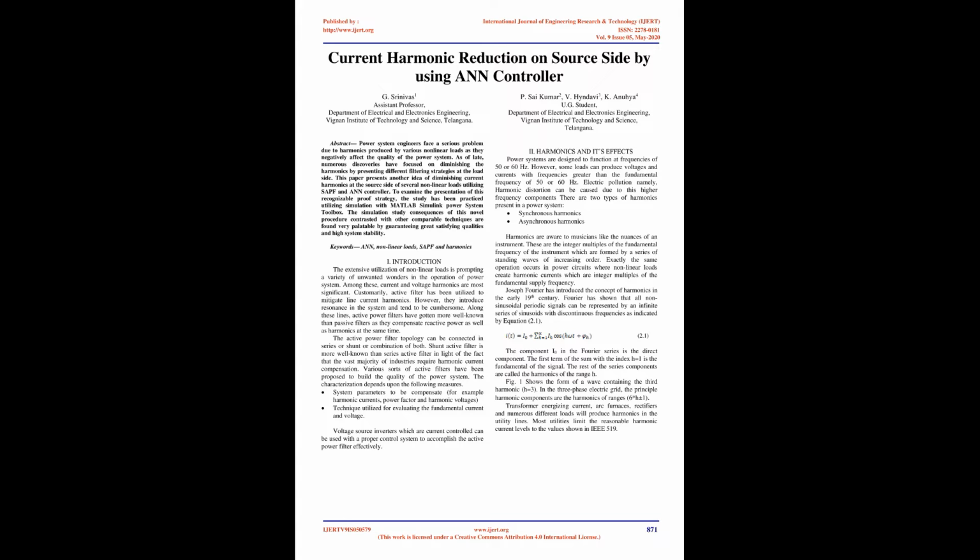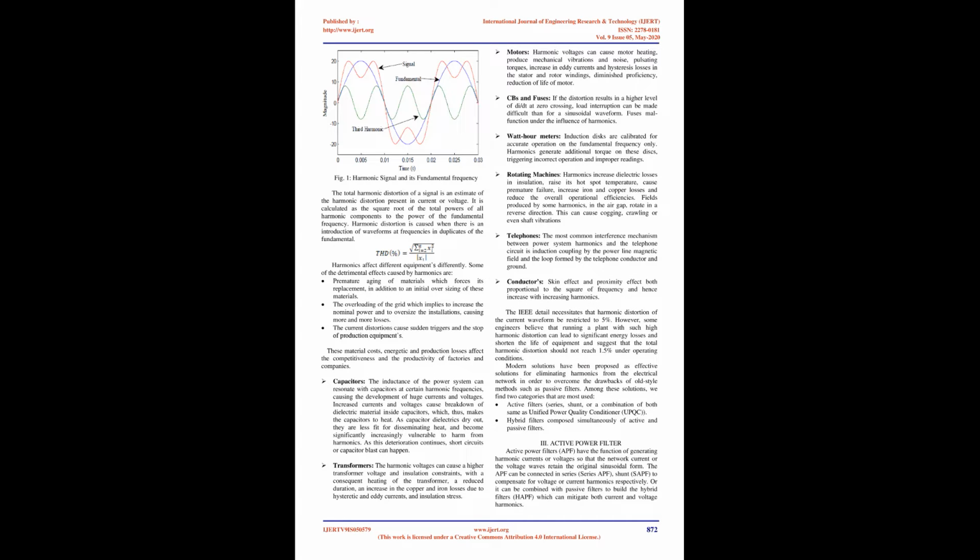There are two types of harmonics present in a power system: synchronous harmonics and asynchronous harmonics. Harmonics are familiar to musicians like the nuances of an instrument. These are the integer multiples of the fundamental frequency of the instrument, which are formed by a series of standing waves of increasing order. Exactly the same operation occurs in power circuits where nonlinear loads create harmonic currents which are integer multiples of the fundamental supply frequency.